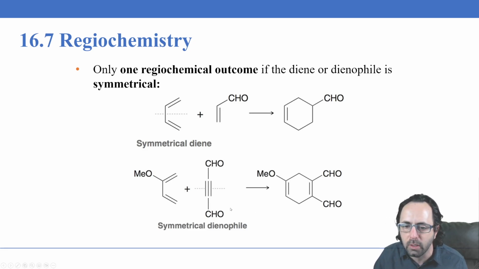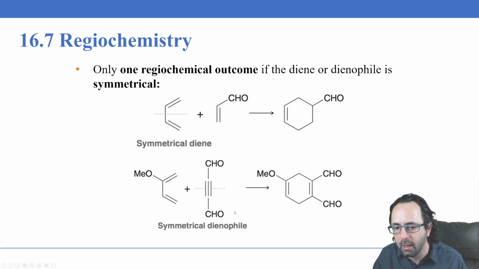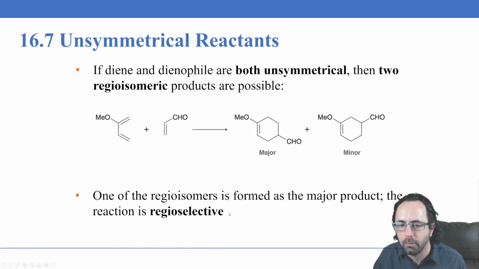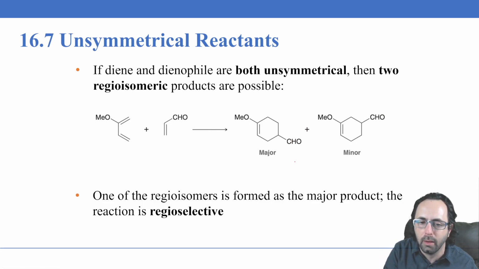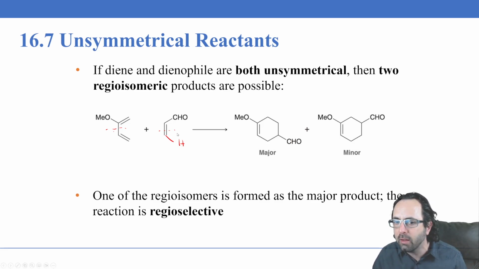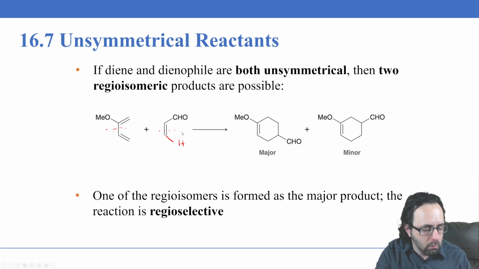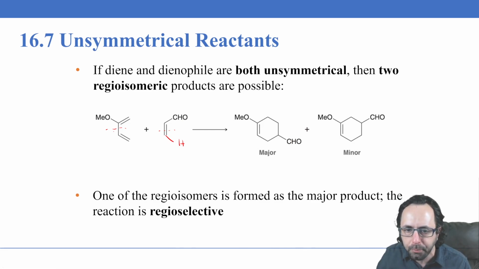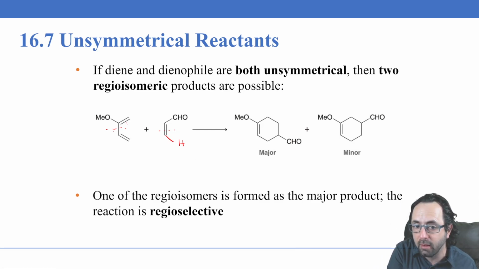However, there are situations where both the diene and the dienophile could be asymmetrical, both of them together. So here's an example. The diene is asymmetrical. If you try to draw a line down the middle here, it's not the same on one side as it is on the other, right? And that's also true of the dienophile. There is a hydrogen here that's different from the aldehyde. And so you've got two potential situations. You could essentially have this one where it reacts as it's shown here.